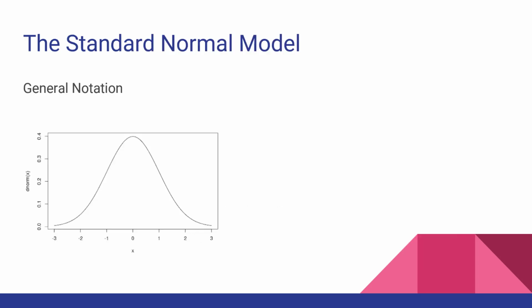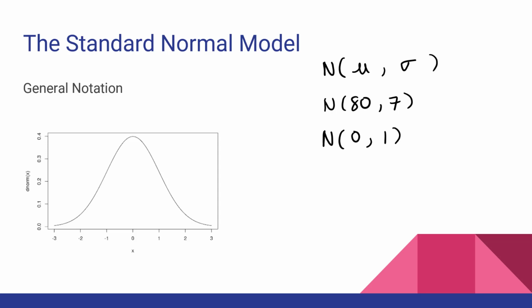So next we have the standard normal model. The standard normal model is a form of the normal model that's a little bit more special. Whenever you notate normal models, you always identify it with an N, and then in parentheses, you list out its mean and then its standard deviation. In the problem we just did, the mean was 80 and the standard deviation was 7, so this is how you'd write it. The standard normal model, on the other hand, is strictly defined as a normal model with a mean of 0 and a standard deviation of 1, and that is what I have over here.